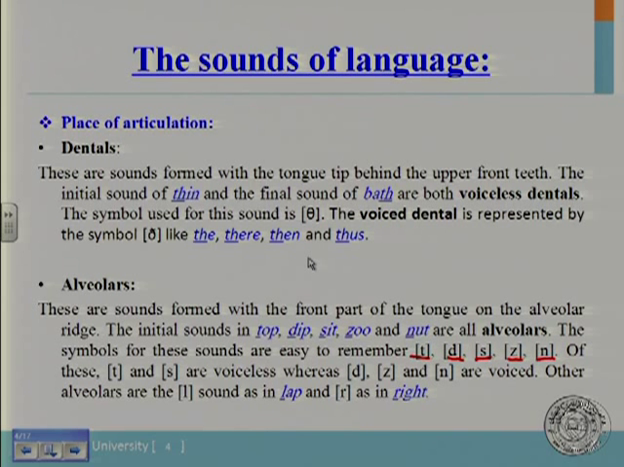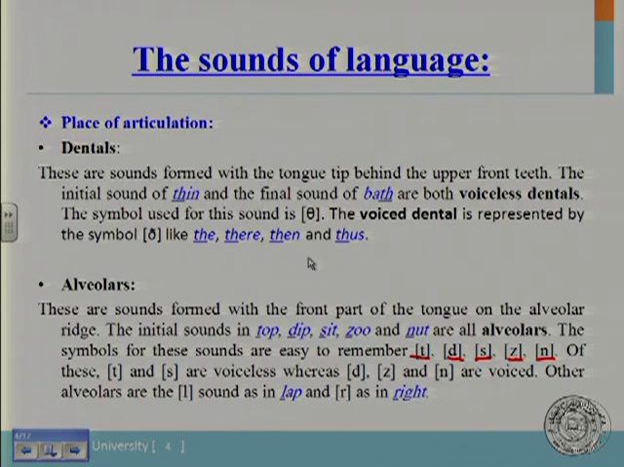Just to remind you, we never say the letter names, because when I say the letter names, I'm not describing the sound. I'm just giving a description of how to write letters, not sounds. So remember that this is t, d, s, z, and n.